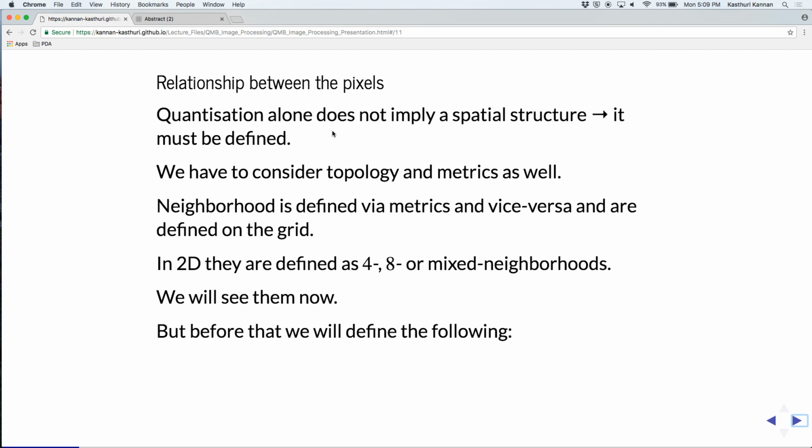So it depends on the size of the image and the intensity, and the relationship between the pixels, right? The quantization does not imply a spatial structure. The spatial structure of an image must be defined, and we have to consider topology and other metrics on it as well. The neighborhood is defined via metrics. I mean, what is the neighborhood of a pixel? Those things have to be defined. So in general, in 2 dimensions, we can hope to have 4, 8, or mixed neighborhoods. So we'll see them now.